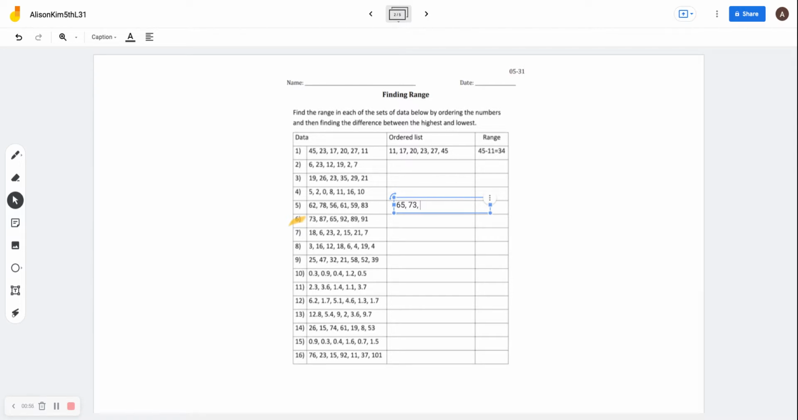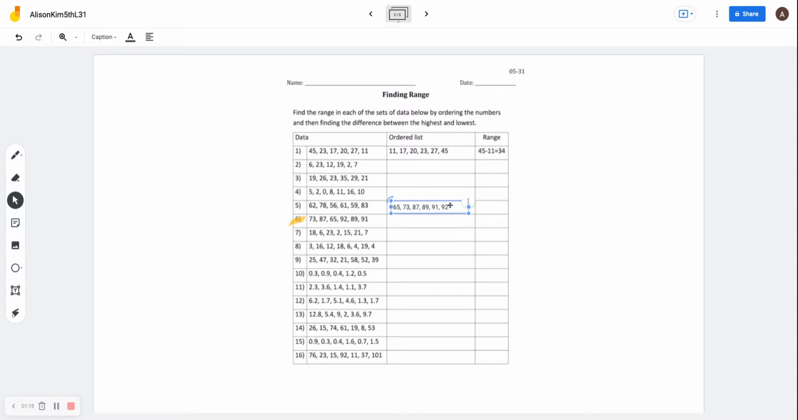Next seems to be 87, and then 89, 91, 92. So let's make sure that I have all the numbers. 2, 4, 6, 2, 4, 6. Yes, so it looks like I have all the numbers and it's in order.